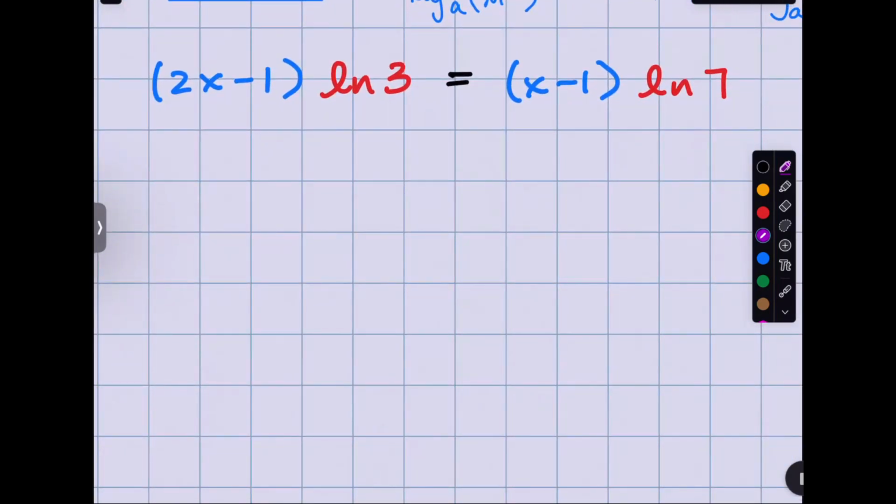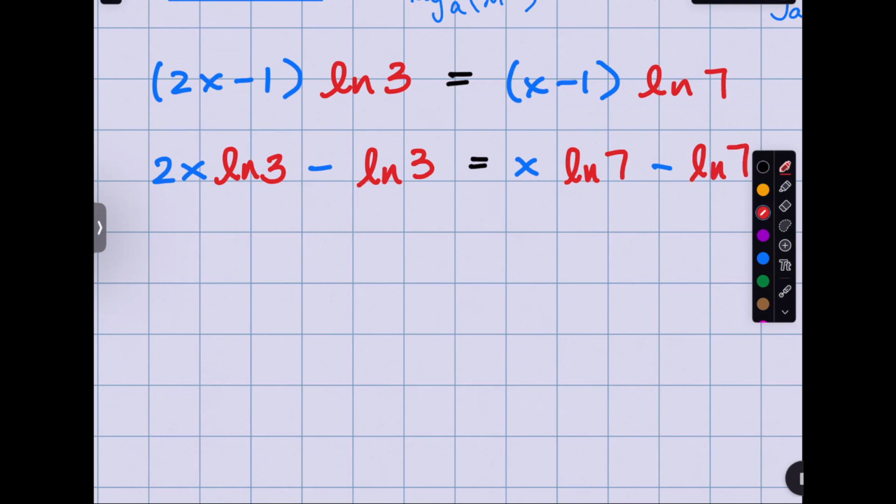Love it. So we're going to have 2x times the ln of 3 minus the ln of 3 equal to x times the ln of 7 minus the ln of 7. Did I misdo my distributing? We're good?